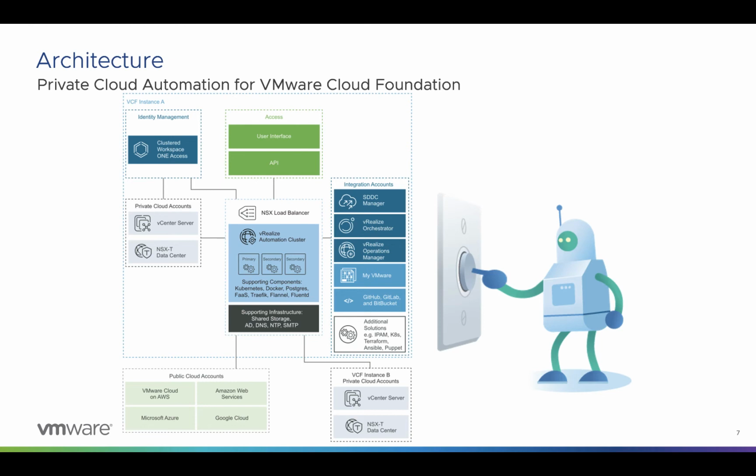If vRealize Log Insight is integrated into the VMware Cloud Foundation environment, you can gather logging information about vRealize Automation components by configuring the FluentD plugin for vRealize Log Insight inside of vRealize Automation. And lastly, the solution can be extended to additionally support public cloud automation if applicable.